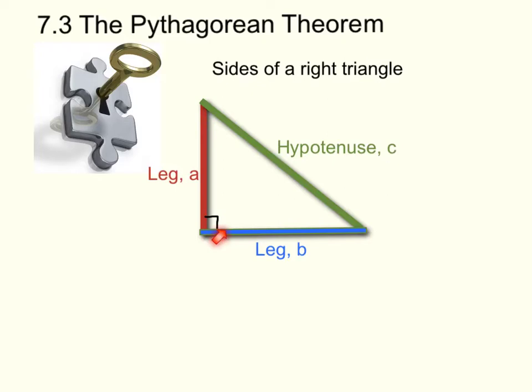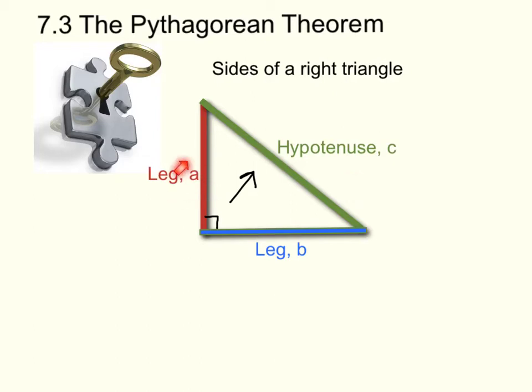The side across from the right angle, which is the longest side, is called the hypotenuse, and that has to be C. The hypotenuse is the side opposite the right angle. Once again, the side opposite the right angle is the hypotenuse. Tomorrow, I'm going to give you a pop quiz. So the pop quiz is going to ask you, what is the longest side of the triangle called? And you have to write down hypotenuse.